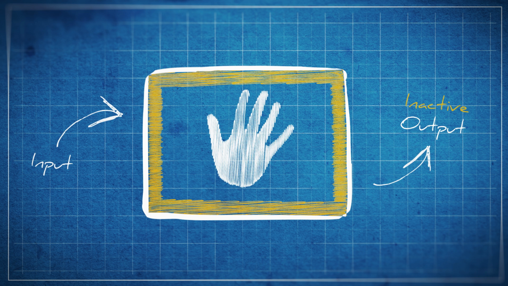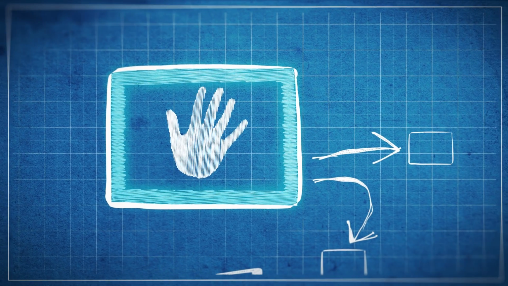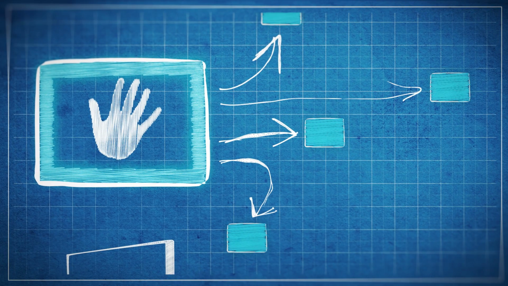If it's orange, it's inactive or off. If it's blue, then it's active or on. The output of a block can then be connected to the input of countless other blocks, and in doing so, influence what those blocks output.